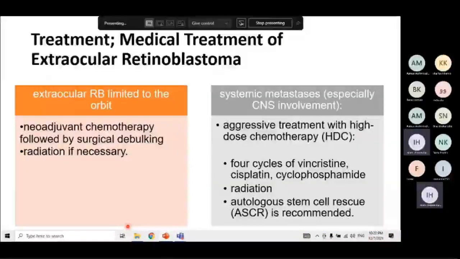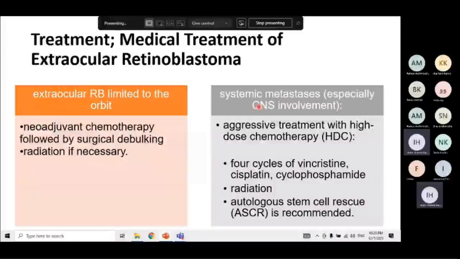If it's an extraocular retinoblastoma limited to the orbit, we use chemotherapy followed by surgical debulking. Usually exenteration is done in those patients, but sometimes it's not easy to do a complete exenteration, so you go for chemotherapy to reduce the burden of the tumor, and then debulking, and you may use radiation if needed.